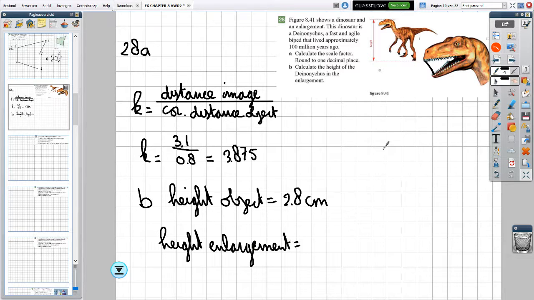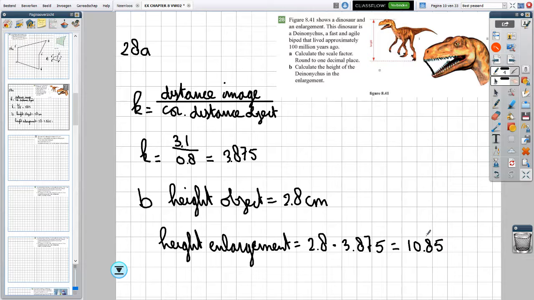So what's now the height in the image, or in the enlargement? Well, every line becomes 3.875 times as big. So also the height. So the original height was 2.8. The new one is 3.875 times as big. And again, remember, you may use your calculator during this chapter. 2.8 times 3.875, which gives me an enlargement of, no, not approximately, exactly 10.85.